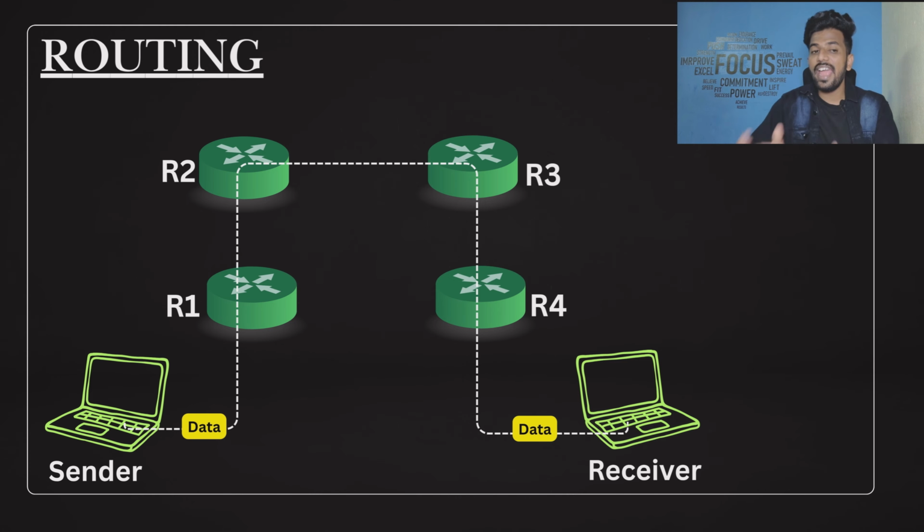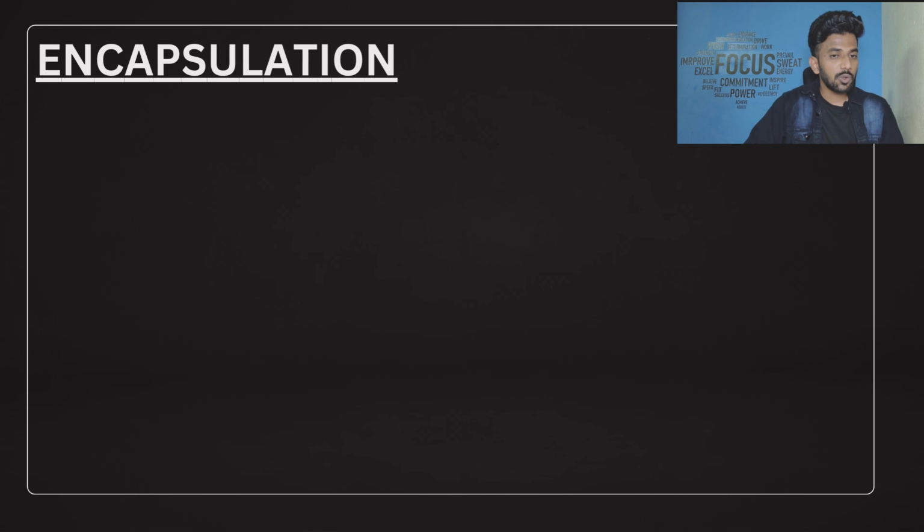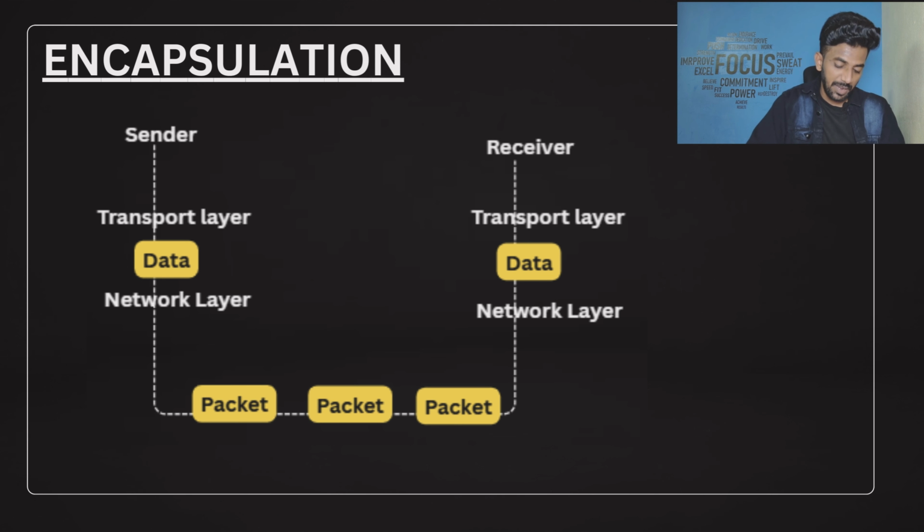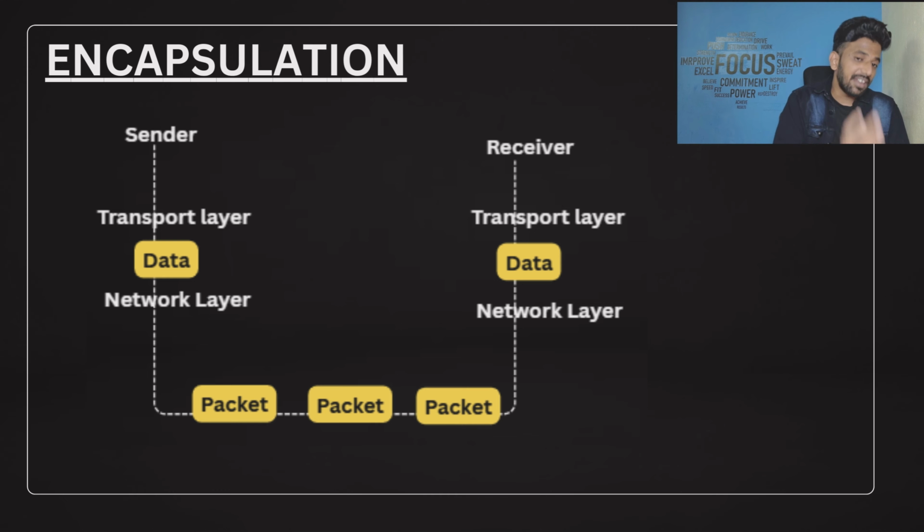Now let's move to encapsulation. We already covered what encapsulation is in the OSI model. If you haven't watched that video, please watch the OSI model video. IP also encapsulates the data coming from the higher layers like TCP, UDP, or HTTP. It wraps the data and assigns the correct IP address to ensure it reaches the right destination. So in short, IP is not just about addressing, it is about packetization, routing, and encapsulation. These are the main functions of IP.